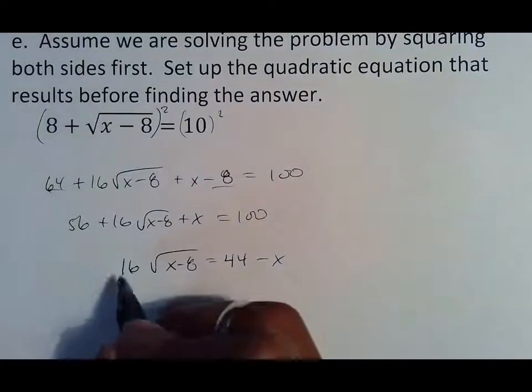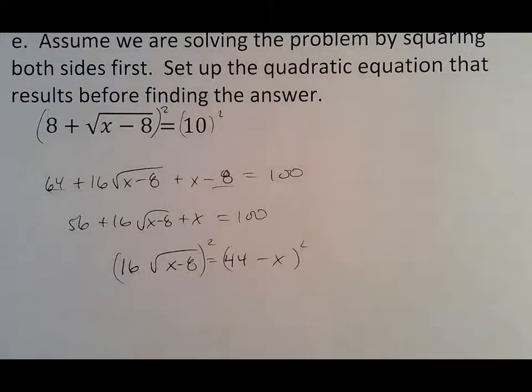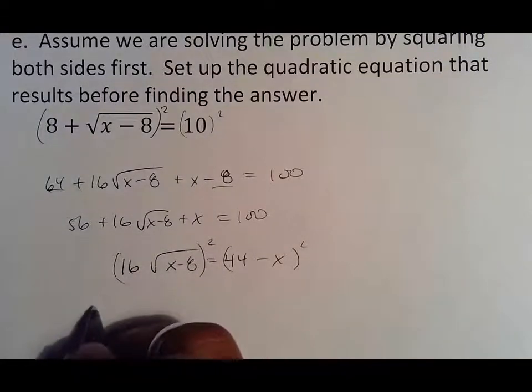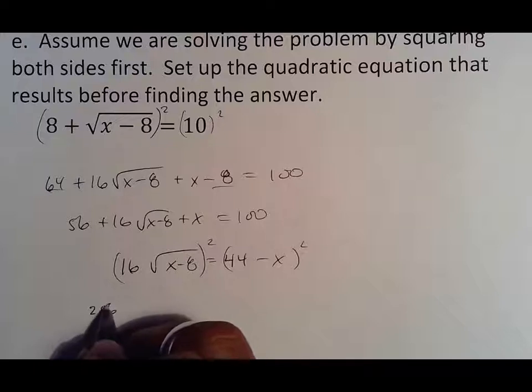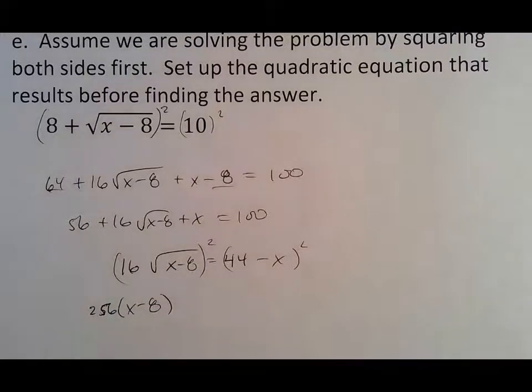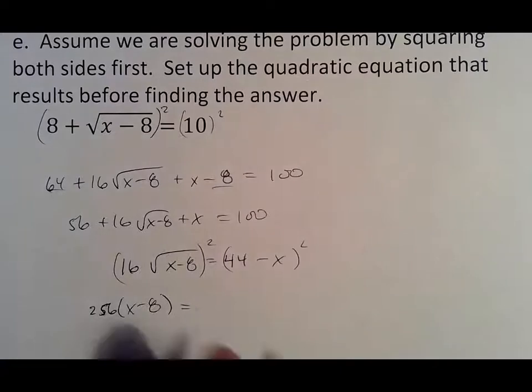So what I'm going to do is break my own rule, because the better you get, the more you can do that. And I'm going to square both sides now and cross my fingers. And what you get when you square this is this times itself, which is 256, and this times itself, which is x minus 8, equals 44 times itself, which I should know, but I don't, sorry. 1936.